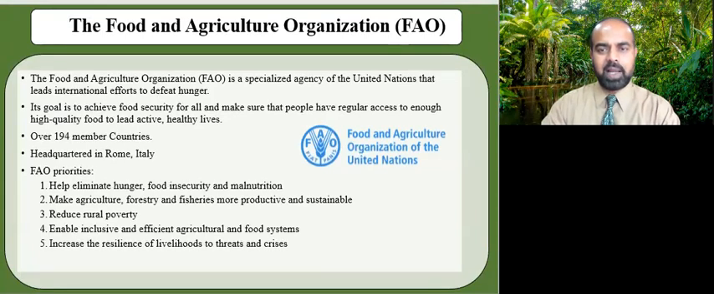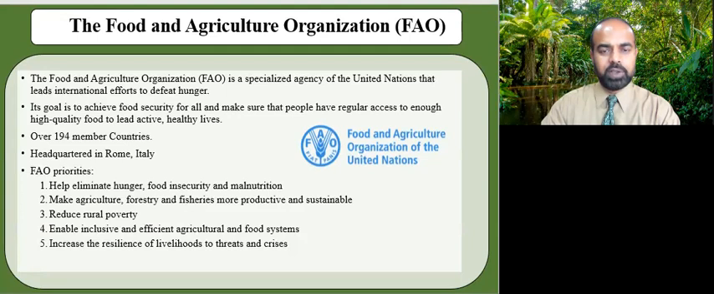The Food and Agriculture Organization, or FAO for short, is a specialized agency of the United Nations that leads international efforts to defeat hunger. Its goal is to achieve food security for all and make sure that people have regular access to enough high-quality food to lead active, healthy lives. With over 194 member states, FAO works in over 130 countries worldwide, and it believes that everyone can play a part in ending hunger.